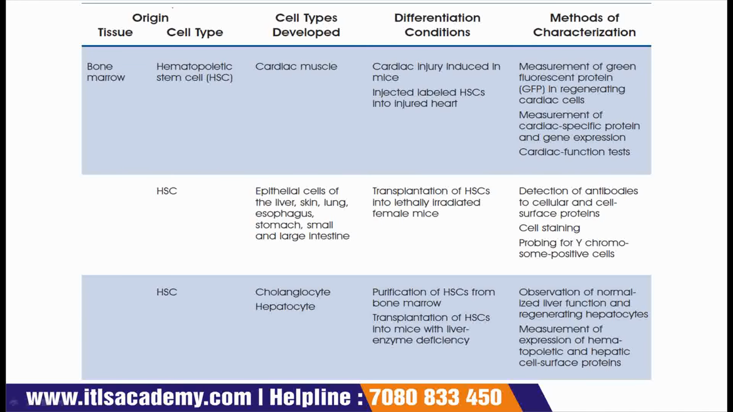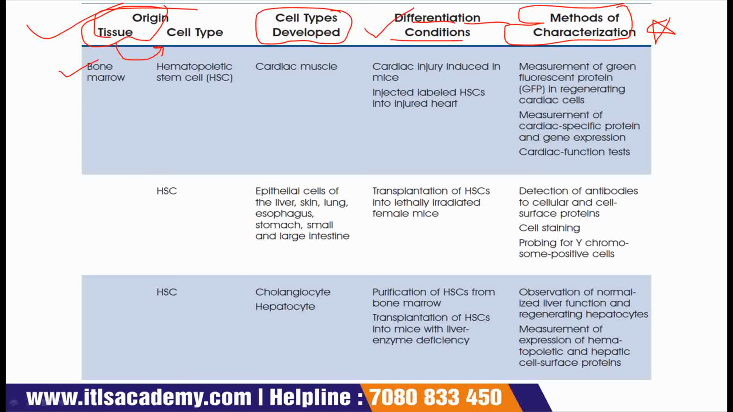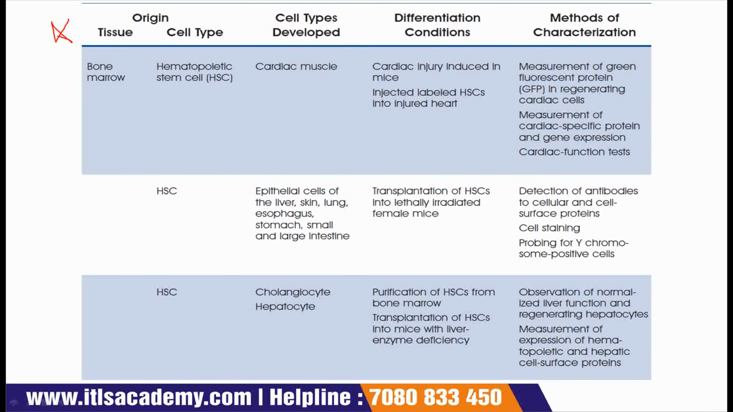So these are the origin tissue and cell types. The first column will indicate the origin tissue. After the origin tissue, we will see what cells are originated by this origin tissue. Next, we will see cell types that are developed from this tissue. Another, we will see differentiation conditions. And the next one will be our methods of characterization. In all the tables, this pattern will be the same. So if I'm not telling you this again and again, you must remember that this will be the reference for all the tables.